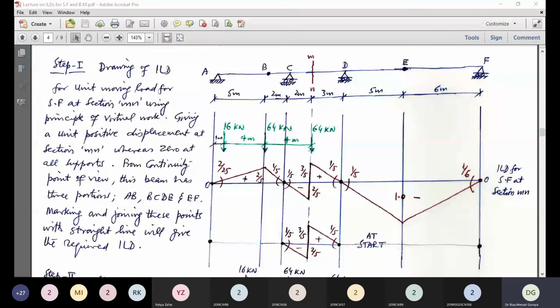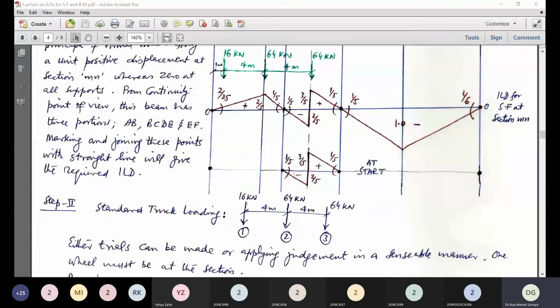Now again, the theme is same. First of all, look at this bottom diagram. We will give a unit positive displacement under the section and 0 at supports. So 0 at A, 0 at C, 0 at D, and 0 at F. And this is the unit displacement in the ratio of these distances, 3 by 5 and 2 by 5. So this slope is 1 by 5, this slope is 1 by 5.